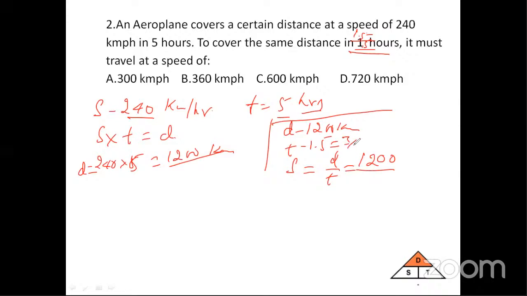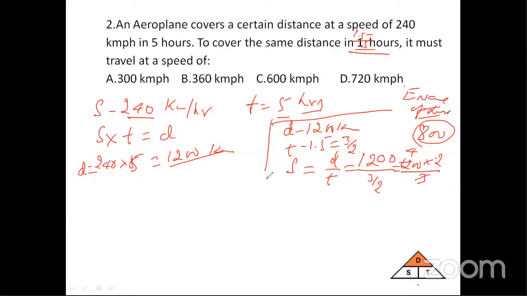1.5 we can also write as 3 by 2. So what it means is 1200 into 2 divided by 3. Because in the denominator we have 3 by 2, this 2 will go on top. So basically it becomes 1200 into 2. Here 3 4s are 12, 2 4s are 8, so 800 will be the answer. One option is missing here, option E, which is none of these. So actually it will be 800.